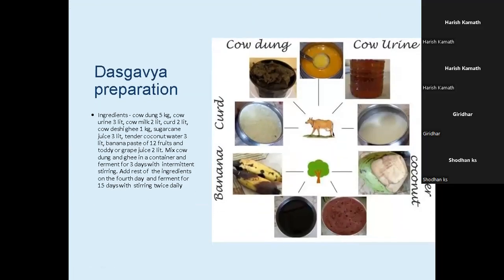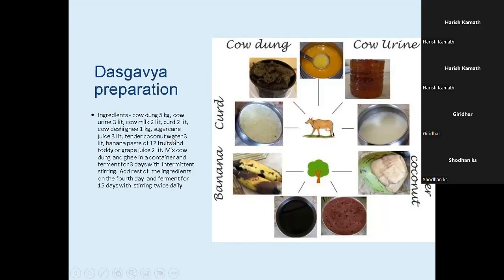So another is Dashagavya. Here also it's almost similar to the Panchagavya. The difference is, like I explained earlier, they will use some more materials like ripe banana. Otherwise, the process is the same. Cow dung 5 kg, cow urine 3 liters, cow milk 2 liters, ghee, sugar cane juice 3 liters. Coconut water they will use here.